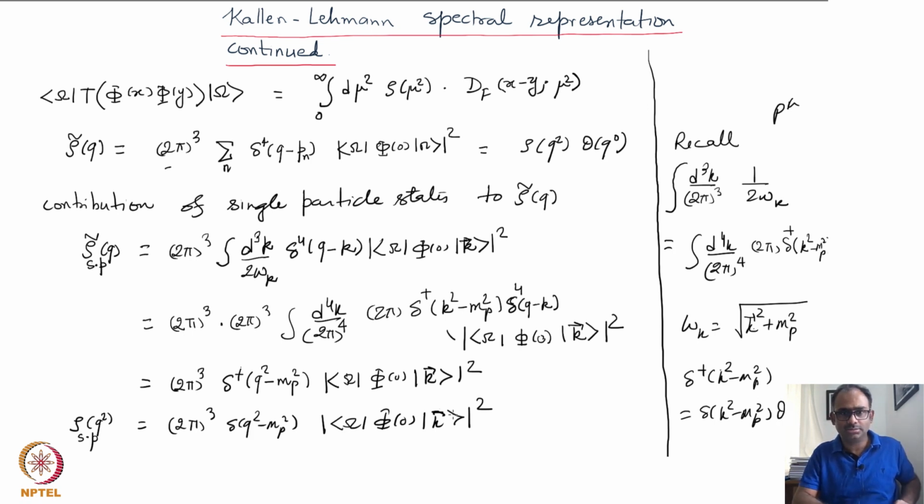So that's nice. When I look at rho of q square coming from single particle states, it is proportional to delta of q square minus mp square. And it will have a nice consequence for the g tilde of q, when I take the Fourier transform of this object.